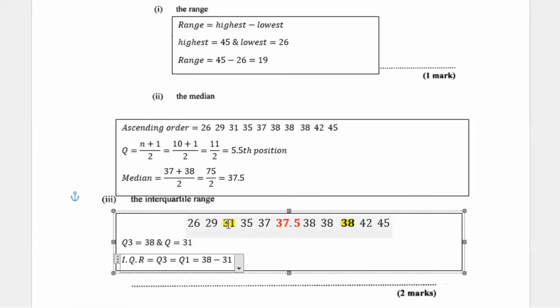which is our lower quartile, so it should be Q3 minus Q1. Q1 is equal to 31, and our interquartile range, the formula for that is Q3 minus Q1. Our Q3 is 38, Q1 is 31, and therefore when we do this subtraction, what we'll get is 7. So our interquartile range is 7. It is the upper quartile, Q3, minus our lower quartile, Q1, and that gives us our interquartile range.